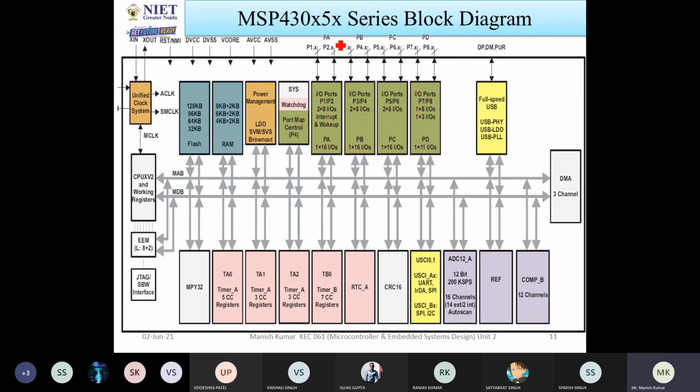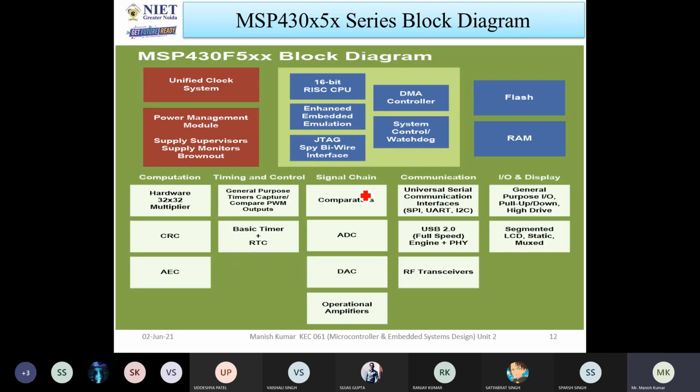In the last lecture, I discussed the MSP 430X5X series block diagram. So this is the general block diagram of that. I will give you an example, like the G series, F series. I will discuss the specific block diagram that is called MSP 430F5X. It means that in the place of X, I have put F.